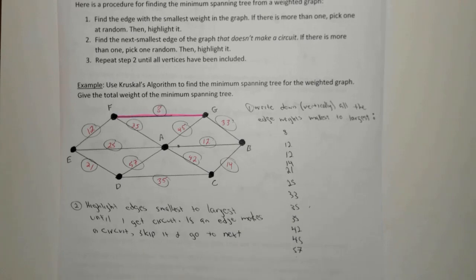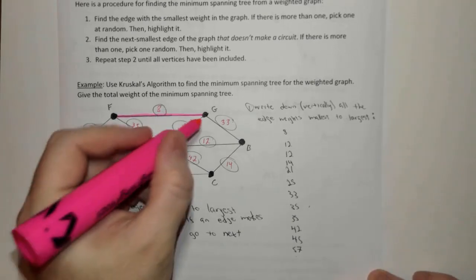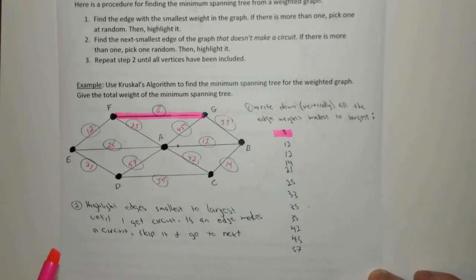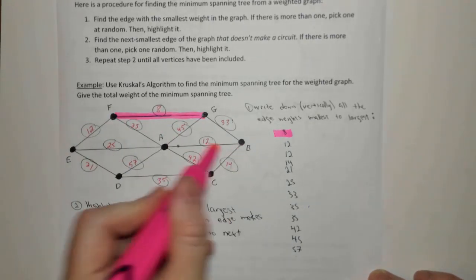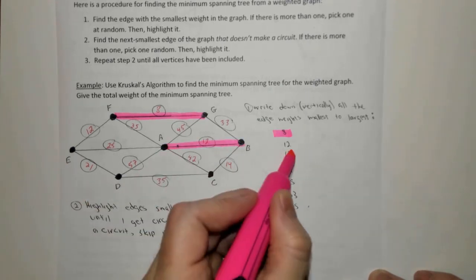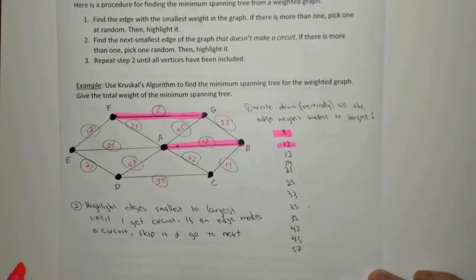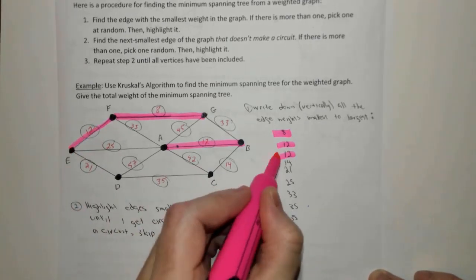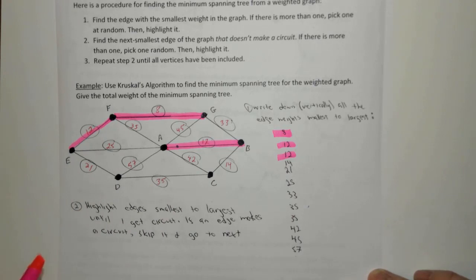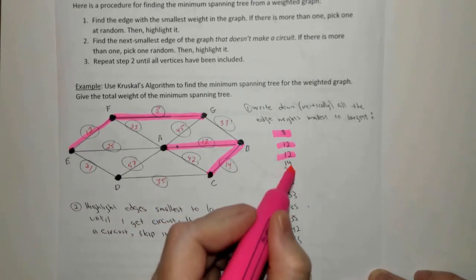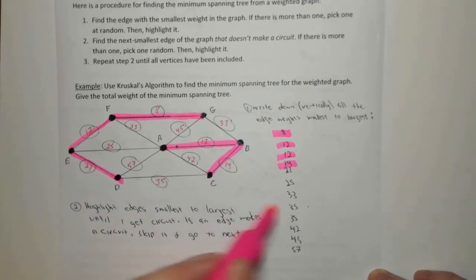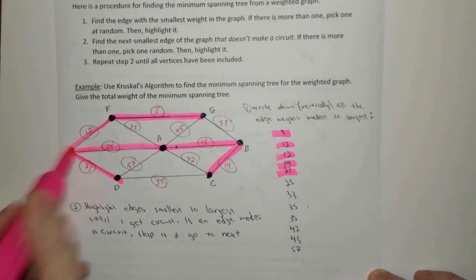Okay, so we get the first one for free. I like to highlight them as I go along. Okay. The next one is 12. Does this 12 make a circuit? No. It's not even connected, but that's okay. It will be eventually. Does this 12 make a circuit? No. So I'm keeping it. If I highlight it, I'm keeping it. Does this 14? No. 21? No. 25? Almost. No.